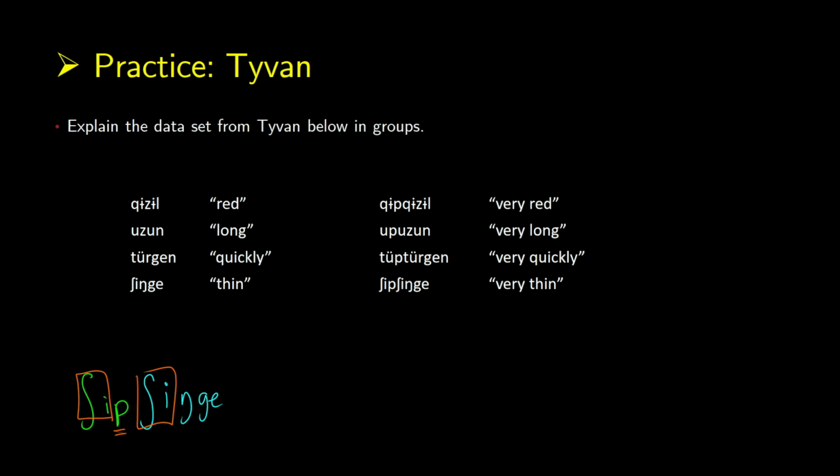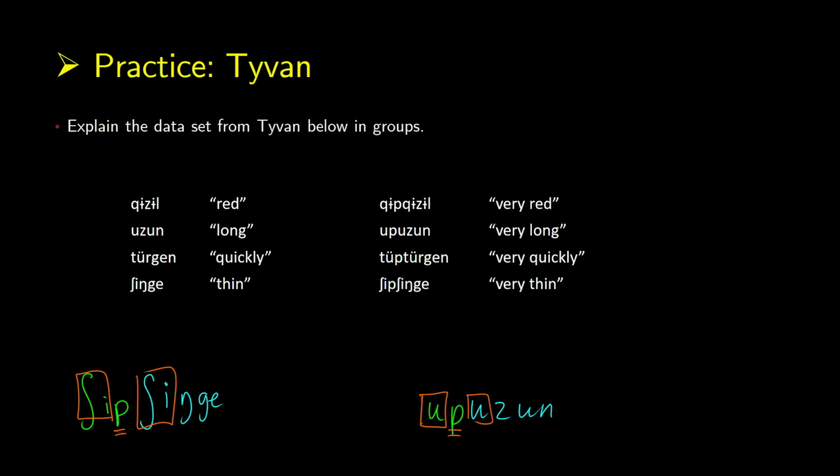Okay, let's do the second one, long. So oo, zoom. Okay, how do we make the very long form? Well, it looks like we're adding U and a P. Okay, interesting. So we're reduplicating the first sound here and adding a P. But we're not reduplicating the same amount as in that other word. So maybe we should do one more just to check our pattern.